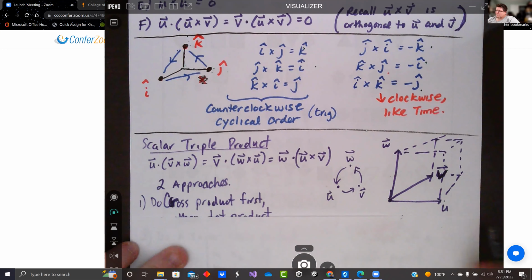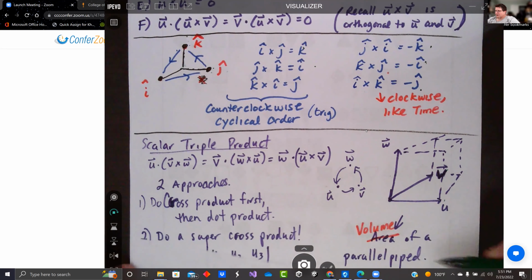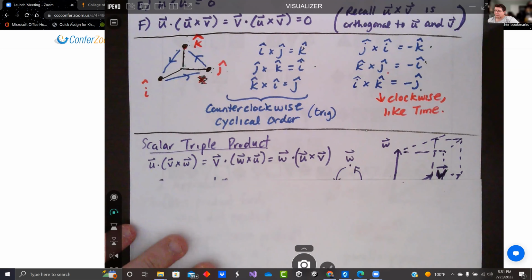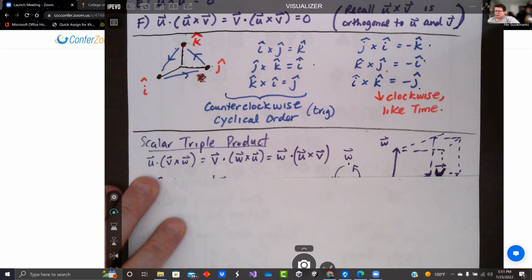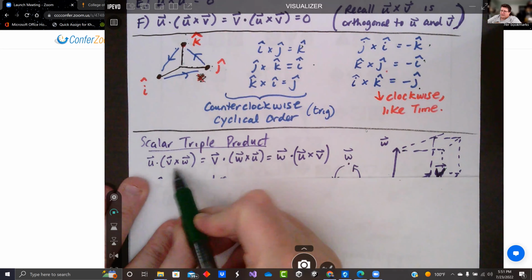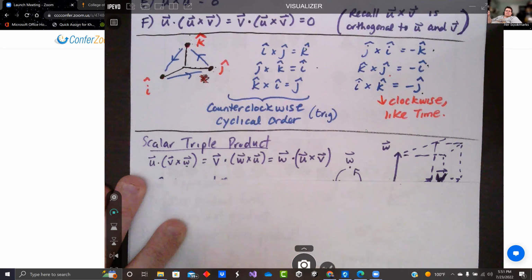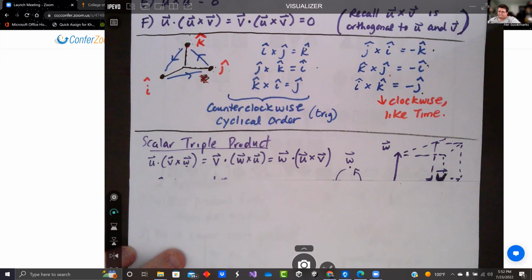These do make, we're going to see that it does the volume of a parallelepiped. This kind of looks a little bit cubish the way I wrote it. But there are two approaches to calculating this scalar triple product. Notice it's called the scalar triple product because V cross W is a vector. A vector dotted with a vector is a scalar. So the result is a scalar number.